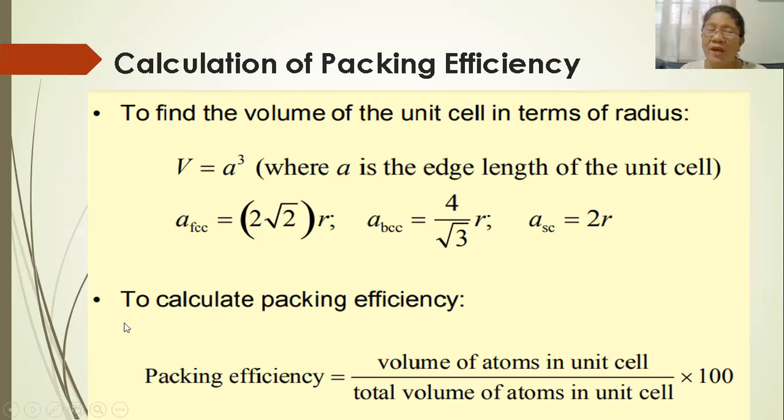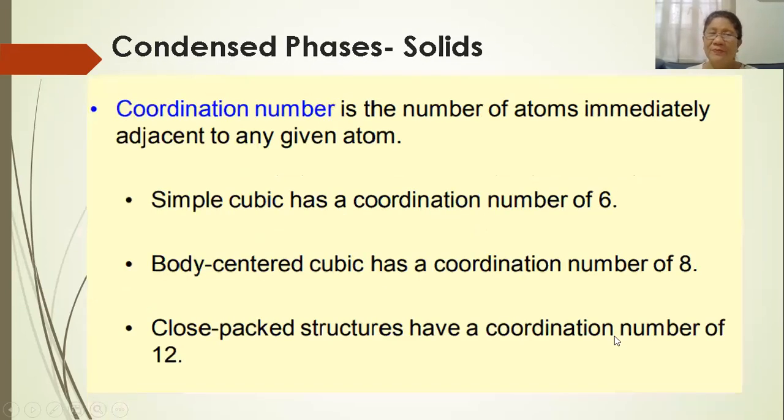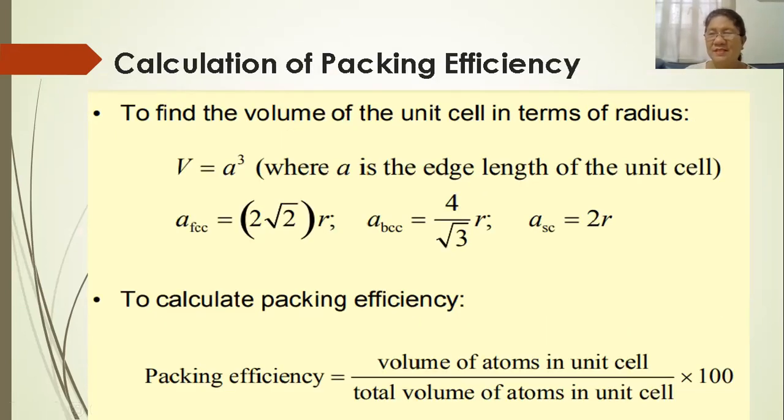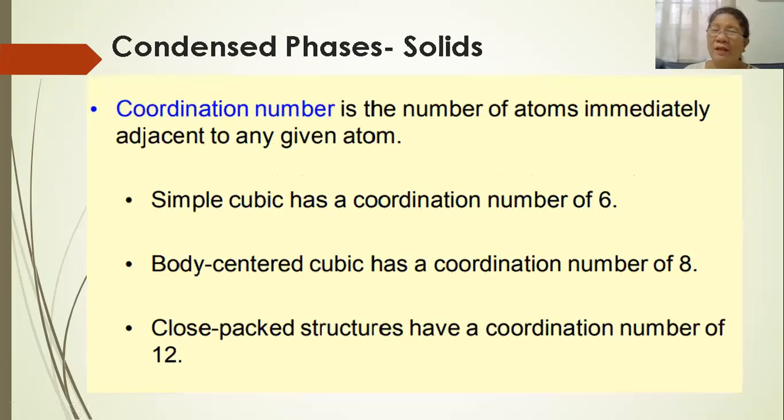Okay, so how are we going to solve for the packing efficiency? Packing efficiency is equal to the volume of atoms in the unit cell over the total volume of the unit cell, times 100. Okay, that's the packing efficiency. Now, we will have problems later about this. But in this chapter, what we are going to do is more definitions and more explanations, because this is about materials, okay?